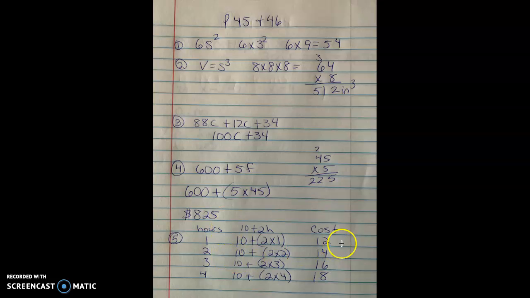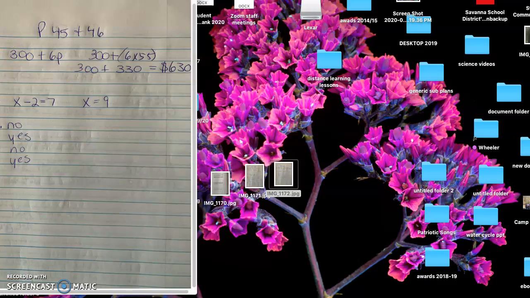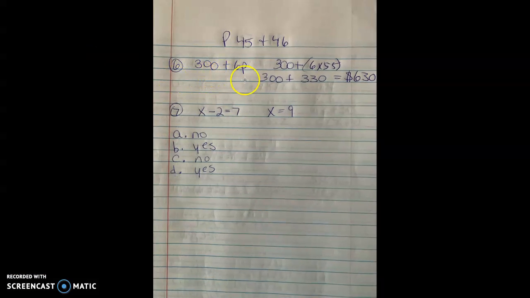Question number 5. You should have 12, 14, 16, 18 by plugging in the number of hours, multiplying that by 2, and then adding 10. Okay, question number 6. We have 300 plus 6P. P stands for the number of packages, so I'm going to plug in 55. So I have 6 times 55 is 330, plus 300 is 630. On question number 7, using opposite operation, x is equal to 9. So I plug in 9 for x and see if it makes the expression true. A is no, B is yes, C is no, D is yes.